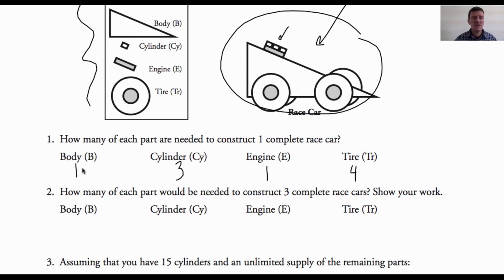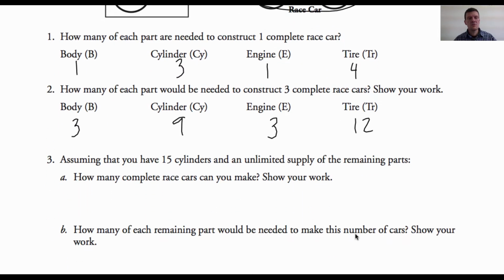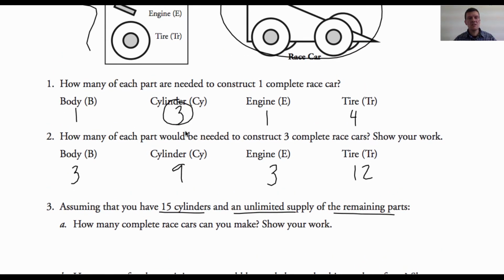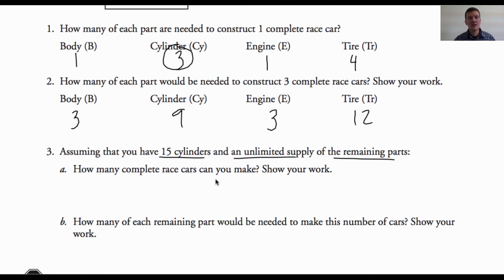Well, if I have 3, then I just multiply each of these by 3: 3, 9, 3, and 12. Assuming that you have 15 cylinders and an unlimited supply of the remaining parts. If I have 15 cylinders and I know that each car needs 3, how many complete race cars can you make? Well, 15 divided by 3, I could make 5 cars, and I know that I can always get as many bodies, engines, and tires that I need, but I only have 15 cylinders. Each car needs 3, that's 5 cars.